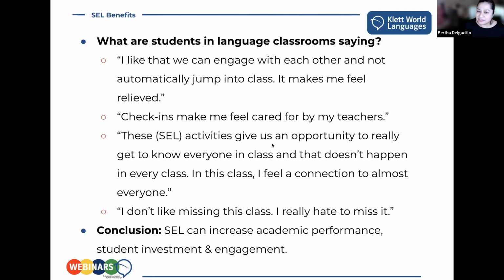And these activities give us the opportunity to really get to know everyone in class, and that does not happen in every class. In this class, I feel a connection to almost everyone. And then one more said, I don't like missing this class. I really hate to miss it because of the power of social emotional learning.